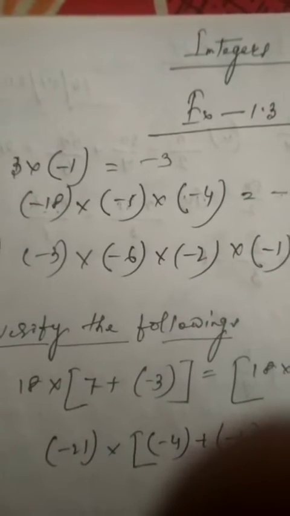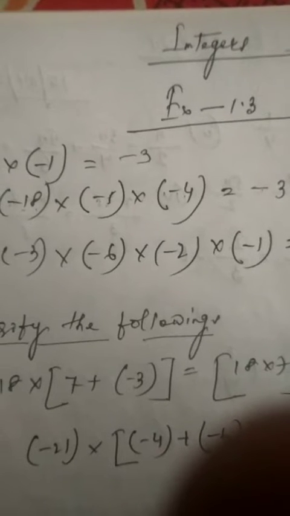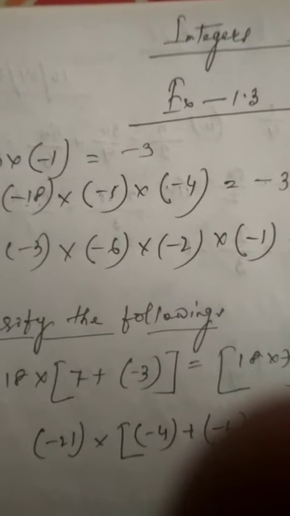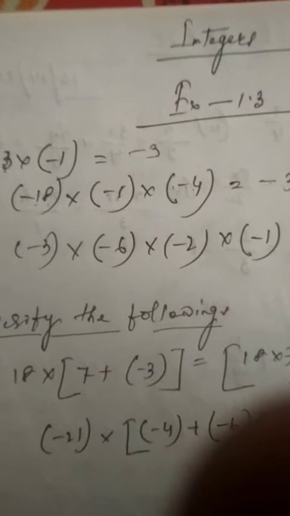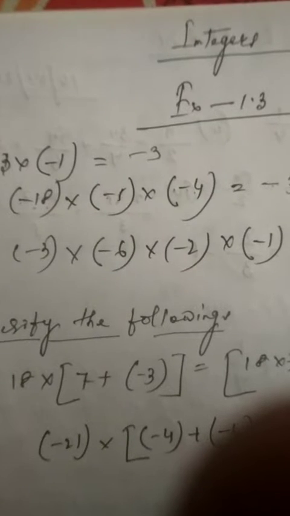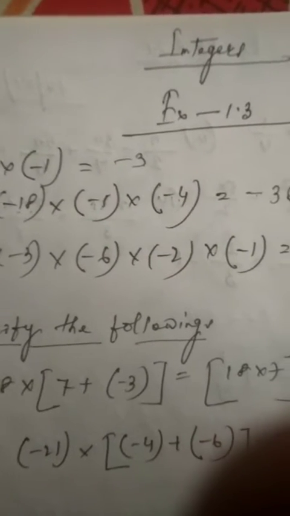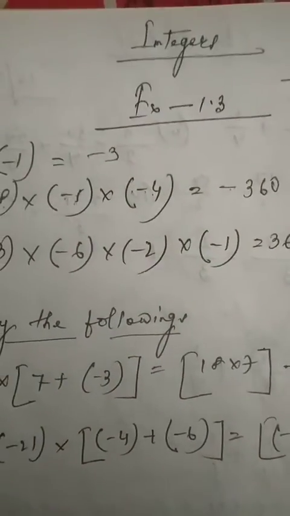Now here in this question, minus 3 into minus 6 into minus 2 into minus 1. Here we can see there are 4 numbers to be multiplied, and all 4 are negative numbers. So surely the answer will be positive. 3 6s are 18, 18 2s are 36, 36 into 1 is 36 only. The answer will be positive 36.